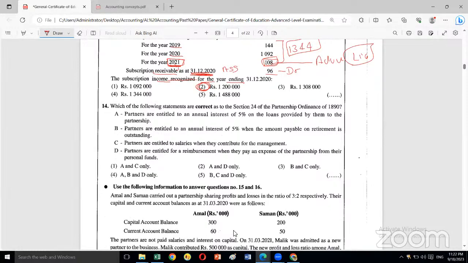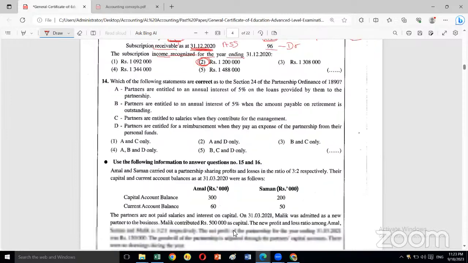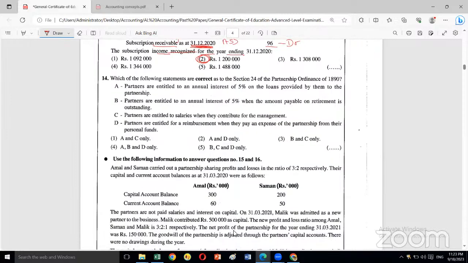Question number 14. Which of the following statements are correct as to section number 24 of the Partnership Ordinance 1890? The first keyword is correct. The second keyword is section number 24 of the Partnership Ordinance. See the first one, section number 24 of the Partnership Ordinance.